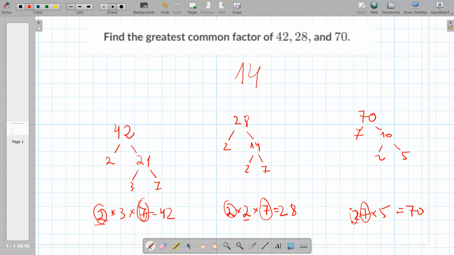Okay. Because if we multiply 2 times 7, we get 14. So we can say that 14 is a factor in each of these three numbers, and it's the greatest factor. So this is 14.